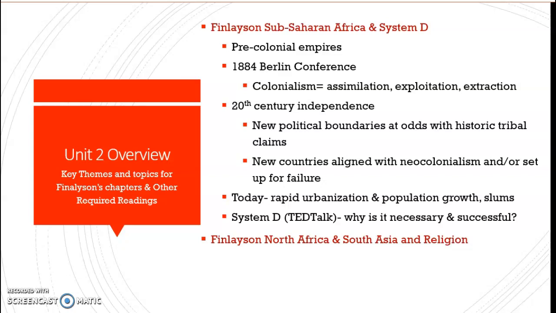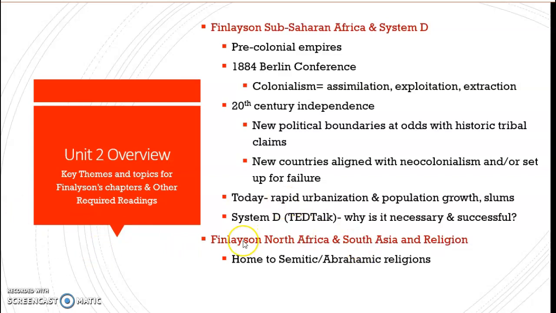System D is the name for the informal economy that evolves when over-urbanization occurs and the formal economy can no longer accommodate formal job opportunities for the rapidly growing population. And then we're going to wrap up our look at Unit 2 by examining North Africa and Southeast Asia.